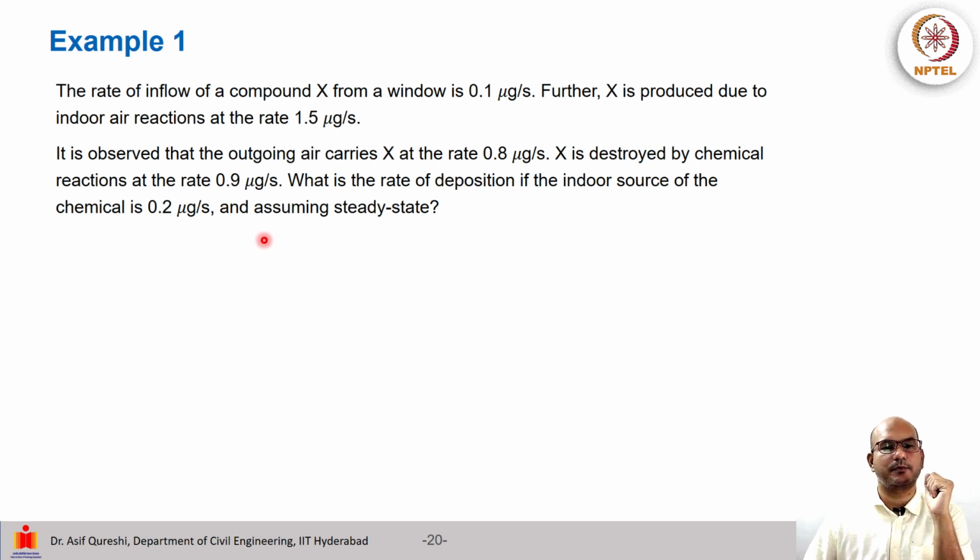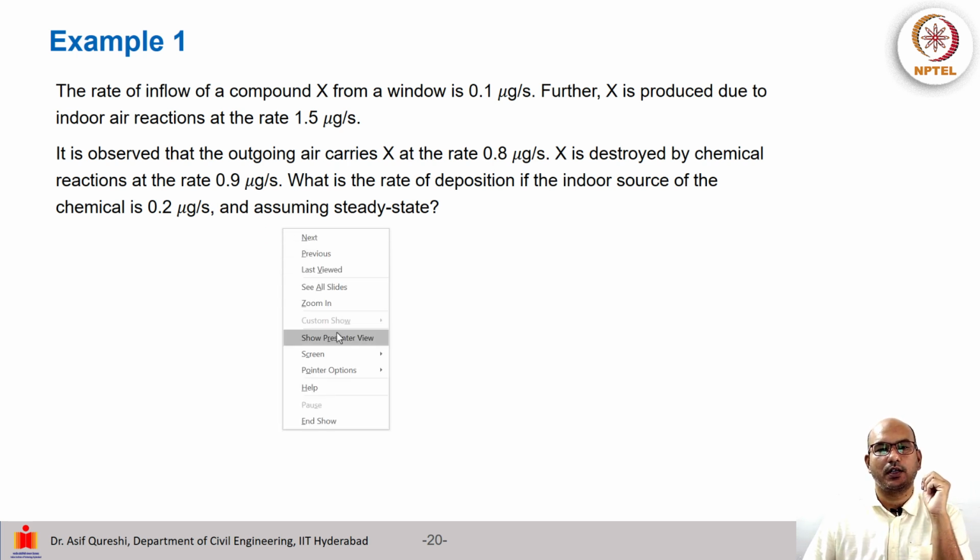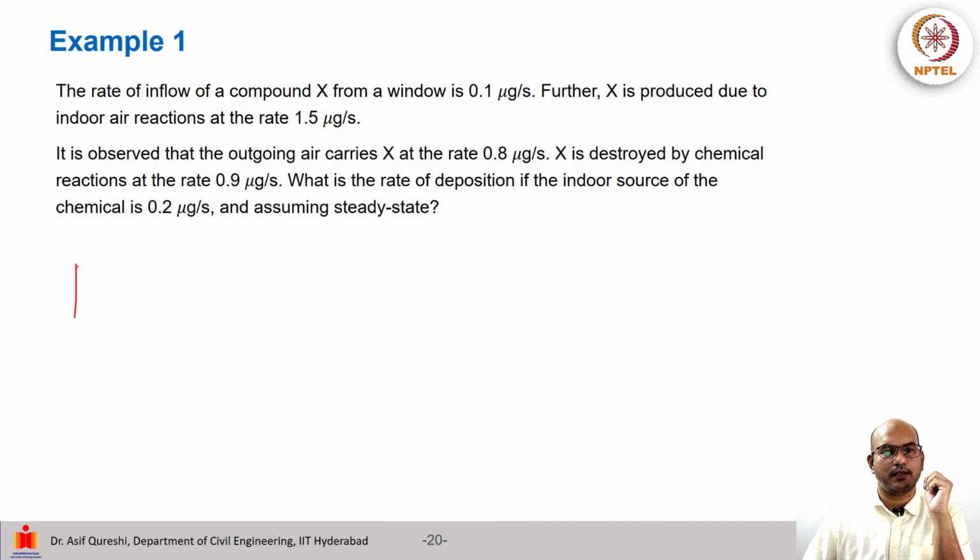So the first step to solve this kind of problem would be to make again our conceptualized figure. We are going to make our indoor environment, or the environment we are looking at, and now we will identify the sources and sinks. So rate of inflow of a compound, so we are talking about F in. This is equal to 0.1 microgram per second.